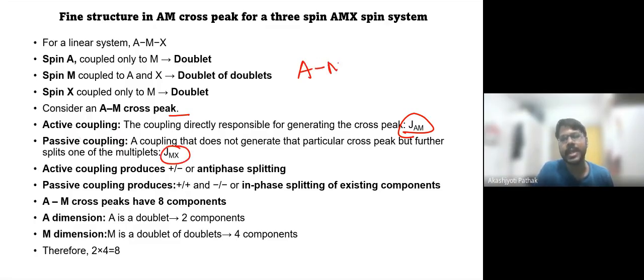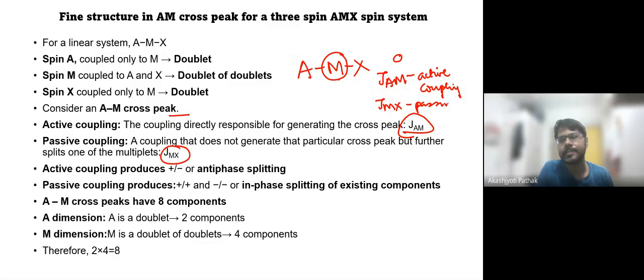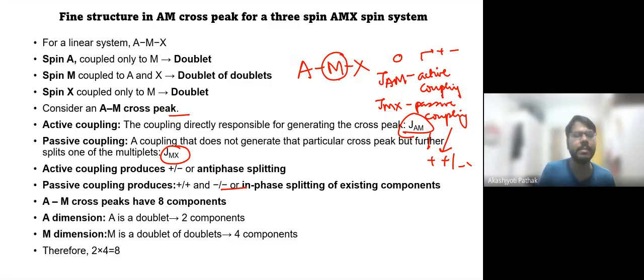Okay. So if you consider this AMX spin system, and the fine structure present in the AM crosspeak, then your JAM will be active coupling, while your JMX will be passive coupling. The reverse will be true if you are considering the MX crosspeak. Okay, vice versa. So active coupling will result in peak splitting into plus minus, and passive coupling will result in peak splitting into plus plus or minus minus. Okay, so this is the important point. Passive coupling results in peak splitting into plus plus and minus minus. Active coupling will result in plus minus peak splitting.